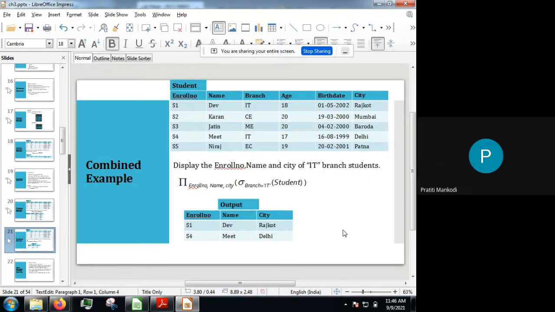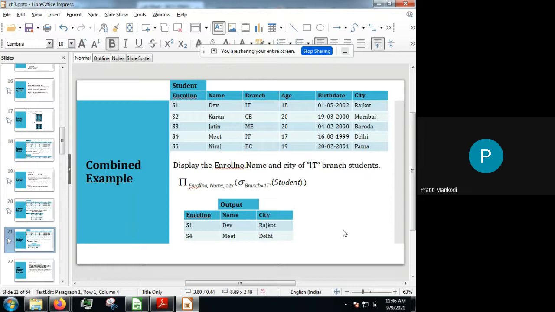So the moral of the story is, whenever you have selection and projection together to be applied, always apply selection first. Based on the selected rows, just project the columns which you need. Am I clear?